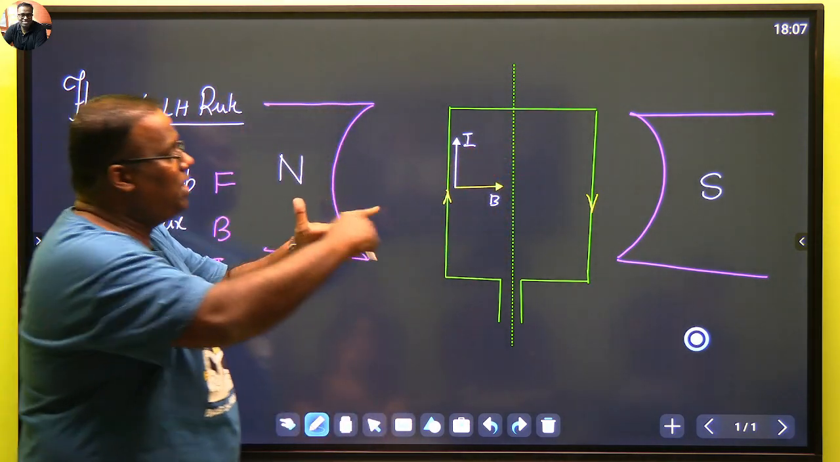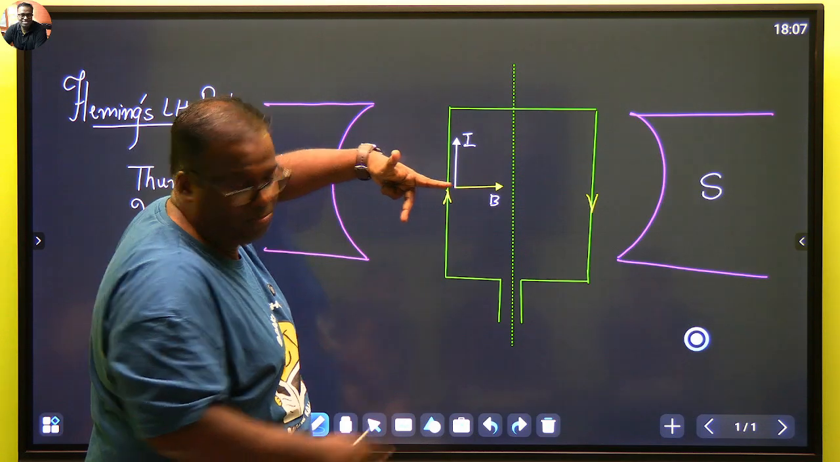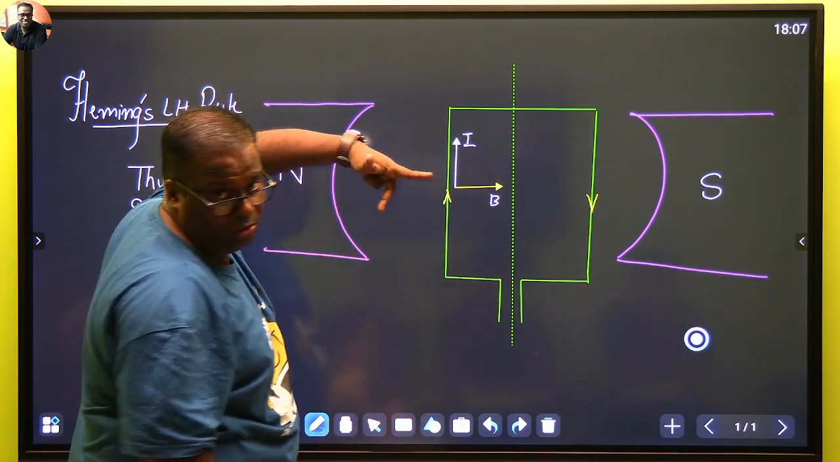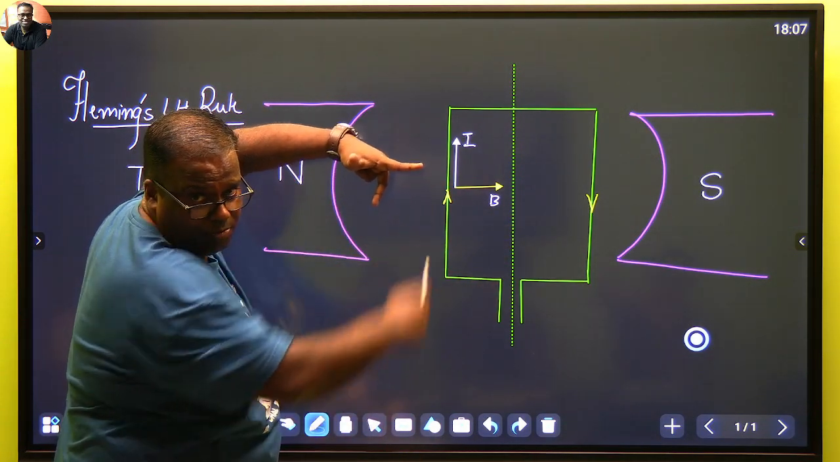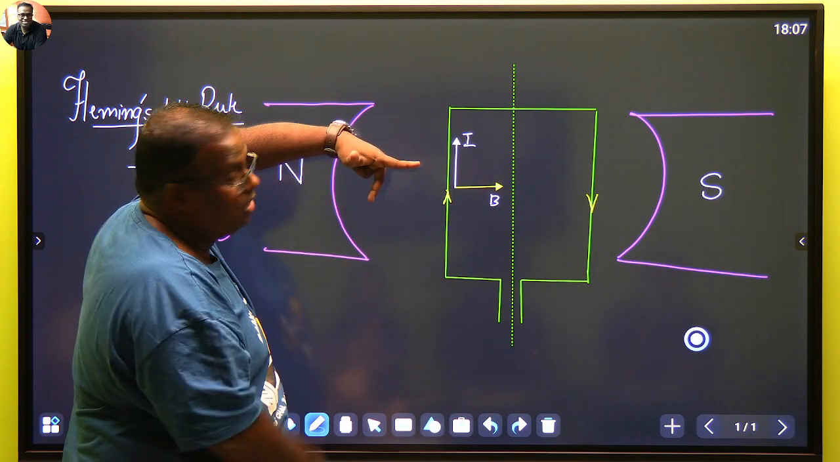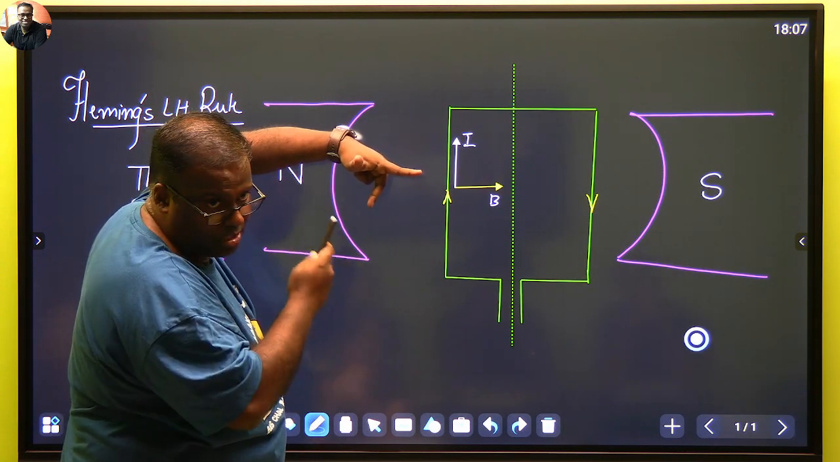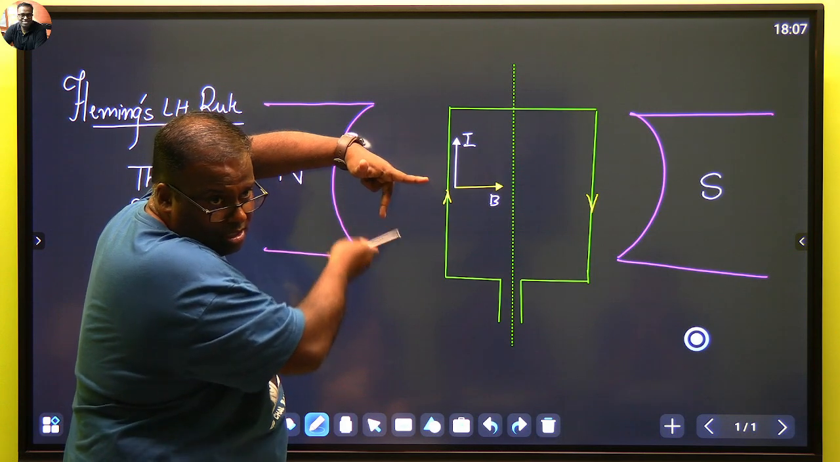Okay, so B is now pointing which direction? B should point towards the south pole. So my B is pointing towards the south pole. You all don't do anything. Look at me. The current should point upwards. The current now is pointing downwards.